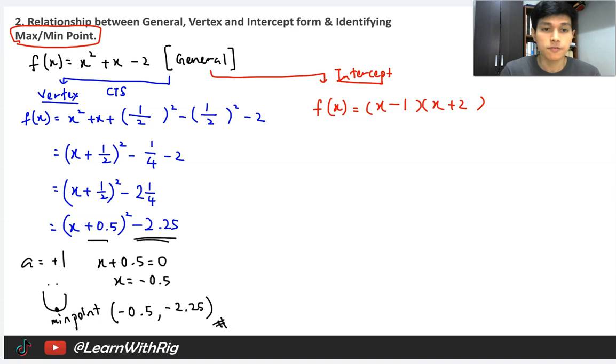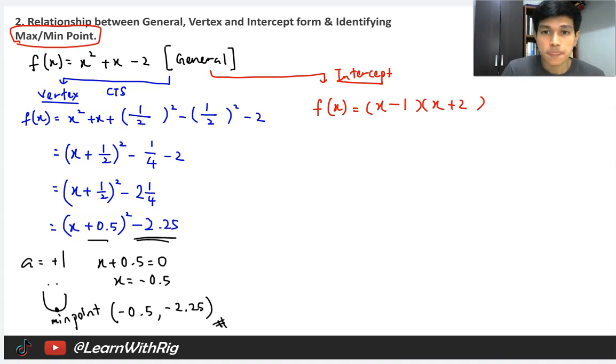Now, how do you know if it's a maximum point? If the a value is a negative value, then this would be your maximum point. So at the end of the day, it depends on the equation. Now, next, what if you have intercept form? How do you find your minimum or maximum point?